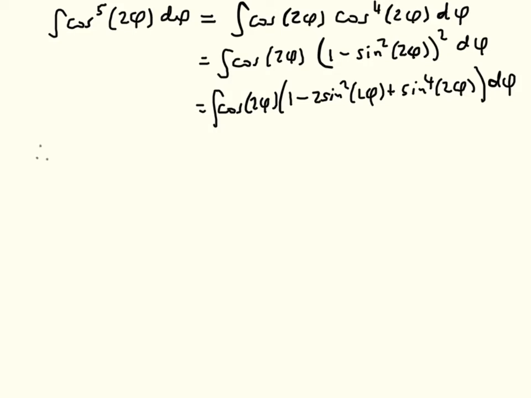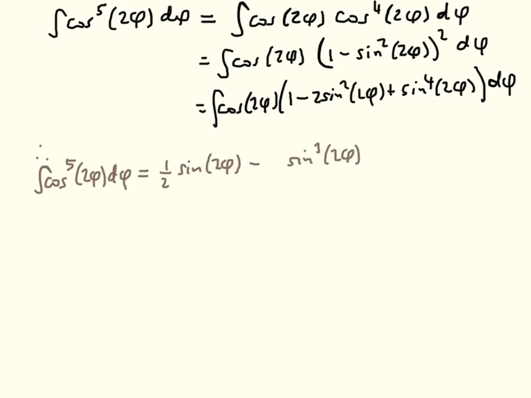So the integral of cosine to the power of 5 of 2 phi with respect to phi is the integral of the cosine of 2 phi, and that is 1/2 sine of 2 phi. If I differentiate it, I bring the 2 out, that cancels the half, and sine becomes cosine, and that's exactly that term here. And then we are going to have sine to the power of 3 of 2 phi.